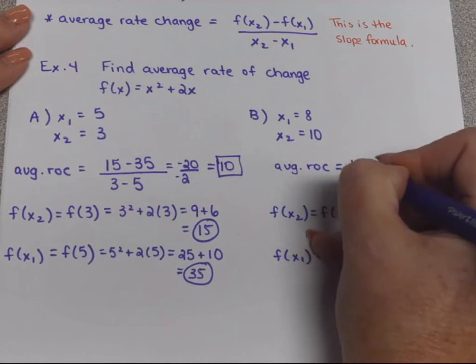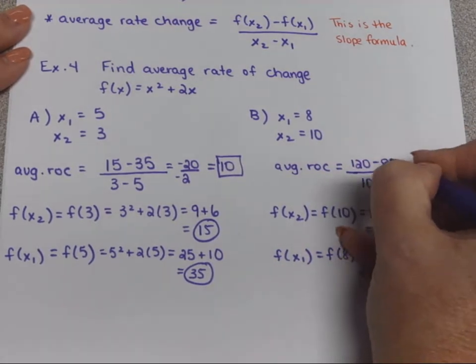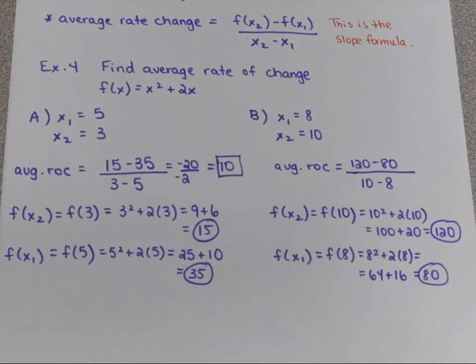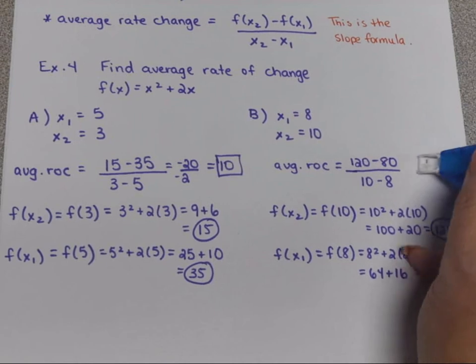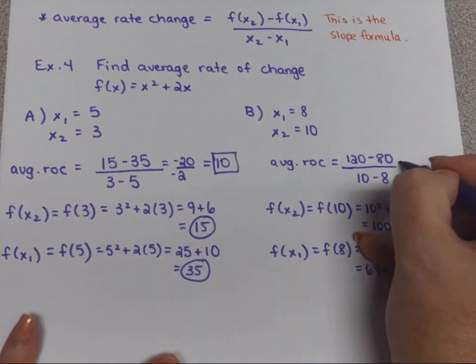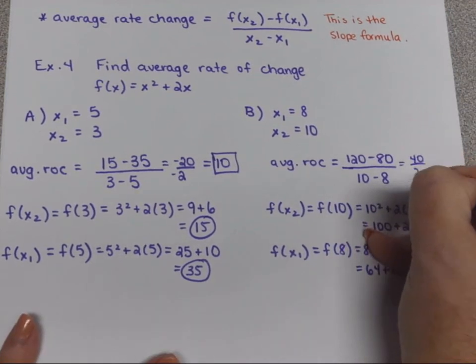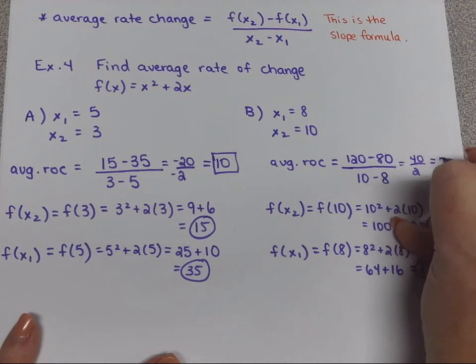But notice this is going to be 120 minus 80. Make sure that you're consistent. Okay, so you started listing x2 first on the bottom, so you need to do the same thing on top. So notice what we get here. We get 40 over 2, which just reduces to what? 20?